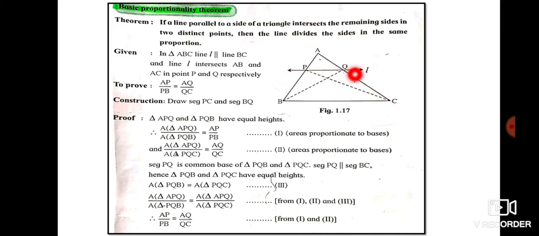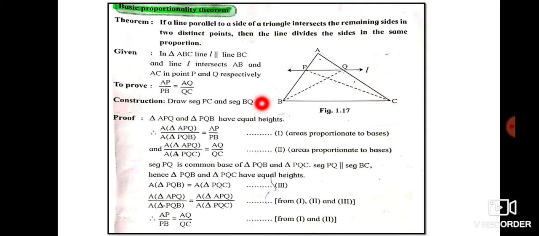Now if a line is parallel to one of the sides, then the statement says the line divides the remaining sides in the same proportion. That is, this line L divides the remaining two sides AB and AC at points P and Q. Then we can prove that AP upon PB is equal to AQ upon QC. In short, in the BPT theorem, what is given is that line L is parallel to BC. Then we can say AP upon PB is equal to AQ upon QC.